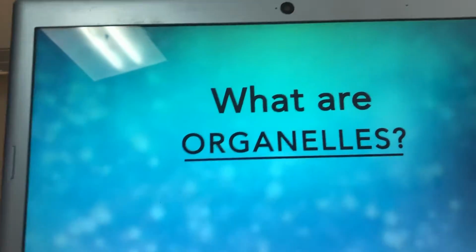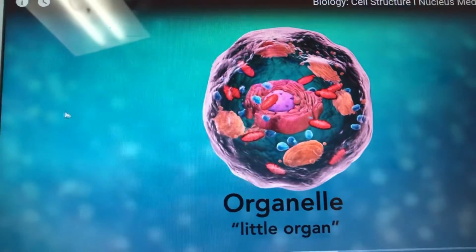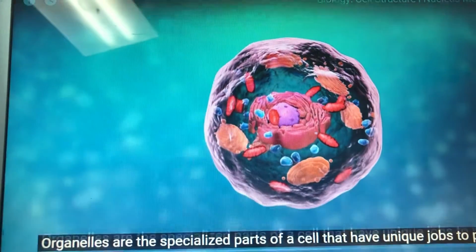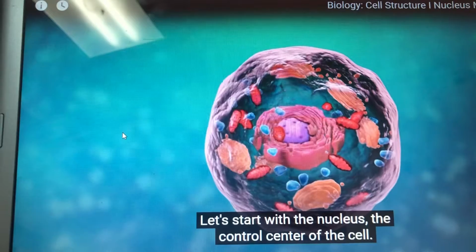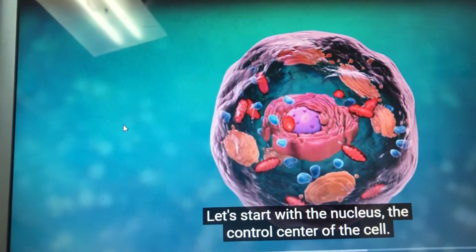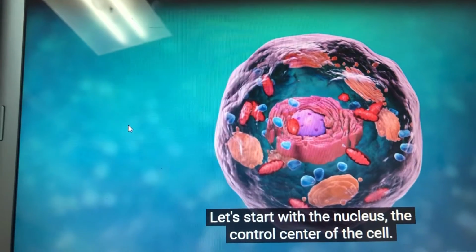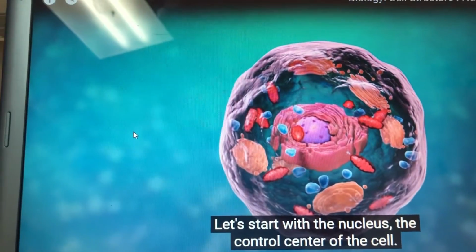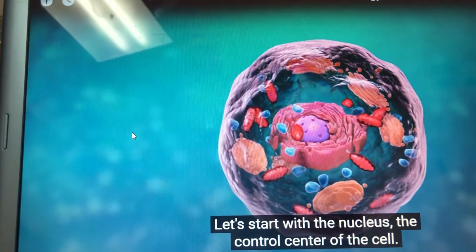So, what are organelles? Organelle means little organ. Organelles are the specialized parts of a cell that have unique jobs to perform. So that means that an organelle has a specific job. Each organelle in the cell has a specific job to do, so the cell can carry out all the processes of life.